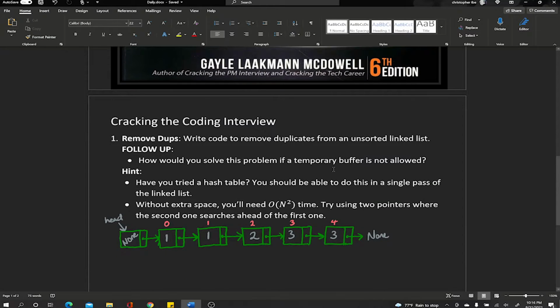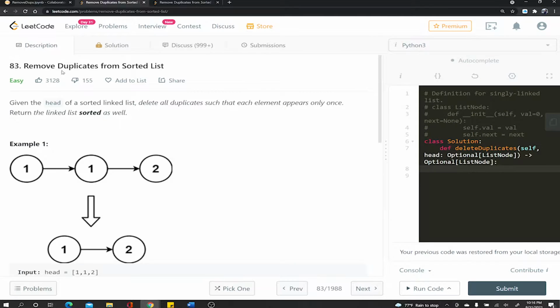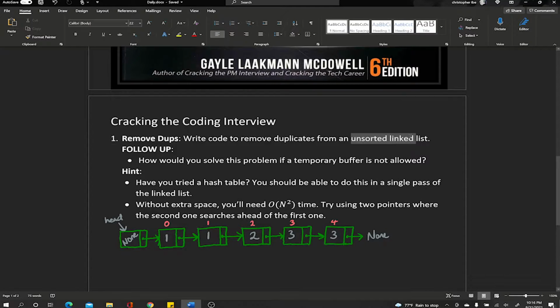Feel free to pause the video to read what the problem is asking for. However, I'm going to explain through the description, but keep a few things in mind. First, this problem also happens to be a LeetCode problem. The only difference is that LeetCode gives us a sorted list, but this gives us an unsorted list. Okay, that's the first one.